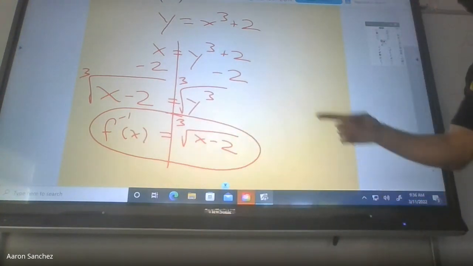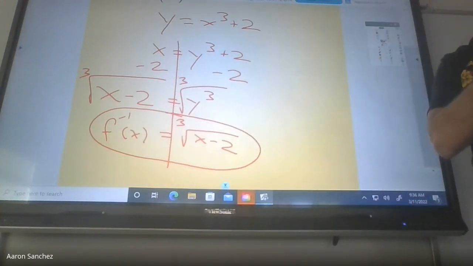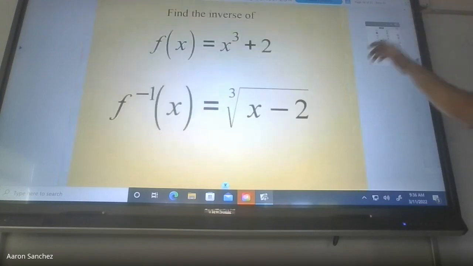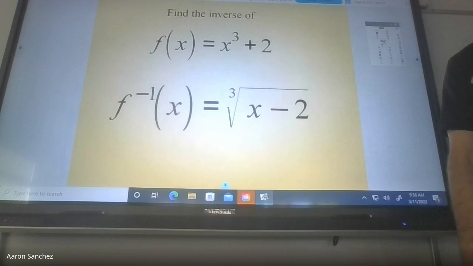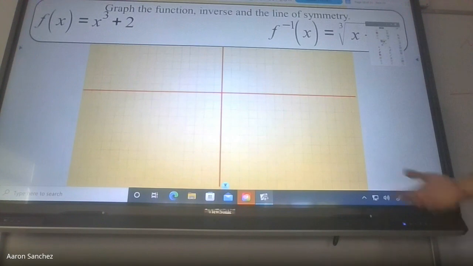I don't know how the book does it. Do you guys remember how the book does it? I'll look it up, don't worry about it. Sorry, that was fast. And so there's the answer. You guys with me? And what do I do next? I have to graph the function and the inverse.